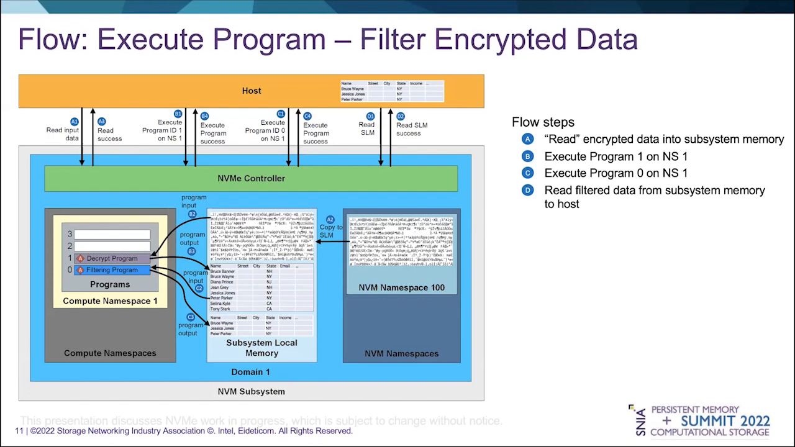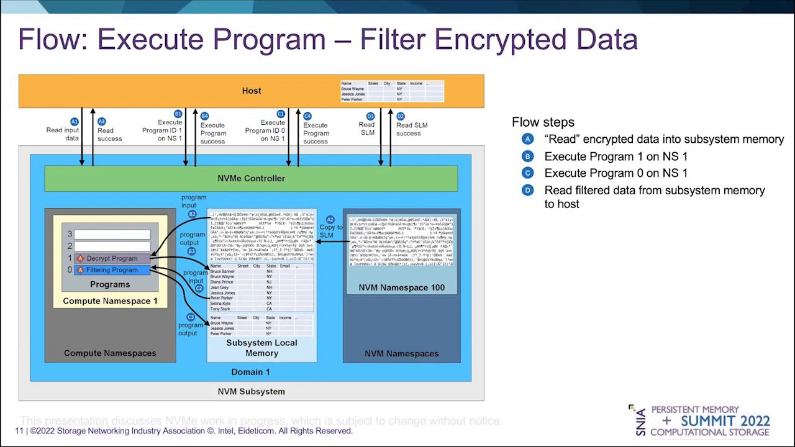We would probably pass in some kind of key in order to allow that decryption to occur, or the key might already be on the NVMe subsystem. That's a little bit outside the purview of today's talk. And we actually would request the decrypted data, so the output of the decrypt program, be put in subsystem local memory. At which point we're kind of back to where we were in the previous example.